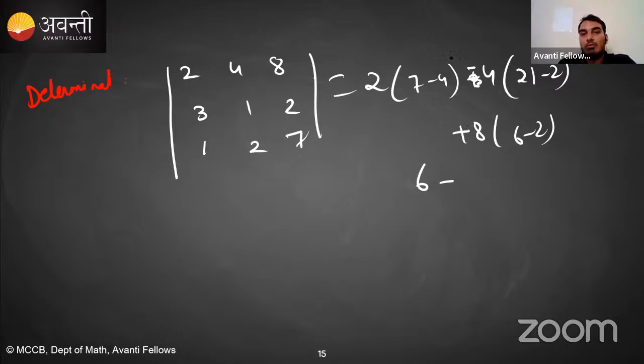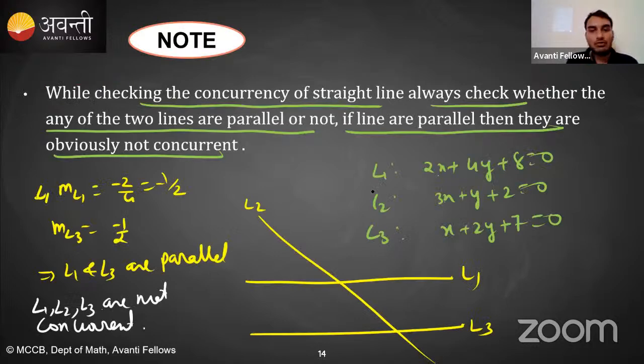19. How much is 76? And then this is 32. So it is non-zero. So here you can say that the determinant is non-zero, so the lines are non-concurrent, right? Lines are not concurrent. So what I said is, if you are able to see that two lines are parallel, then there is no need to check the determinant. Then obviously the lines will not be concurrent.